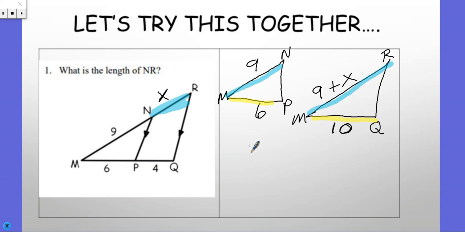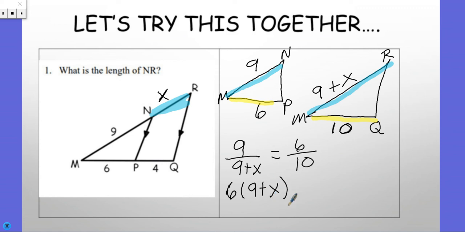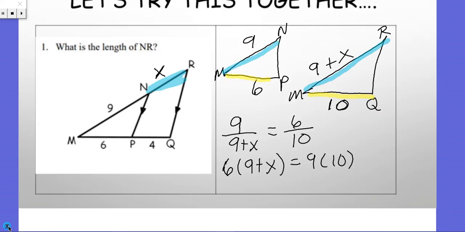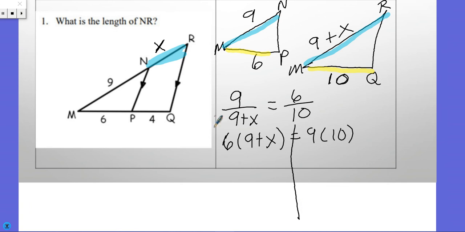So I'm going to say 9 over 9 plus X equals 6 over 10. And here we're going to cross multiply. So I'm going to say 9 plus X times 6. I'm going to put 6 in front, because this is how distributive property is generally written, equals 9 times 10. And then you're going to go to how I taught you how to solve an equation. So here, we're going to do distributive property. So 6 times 9 is 54, plus 6 times x is 6x, equals 9 times 10 is 90.